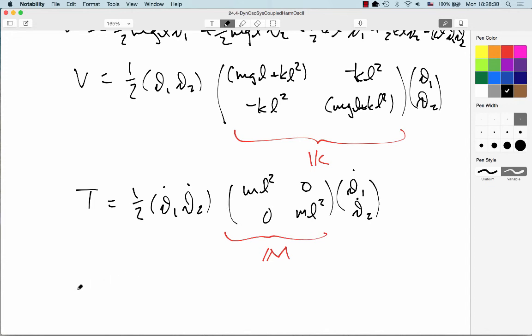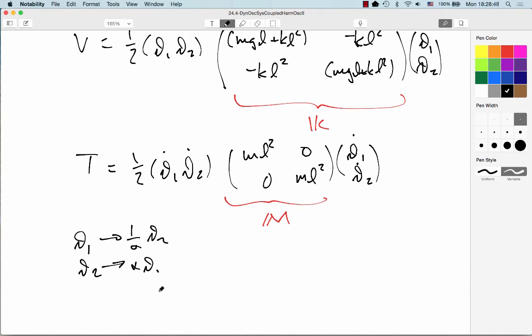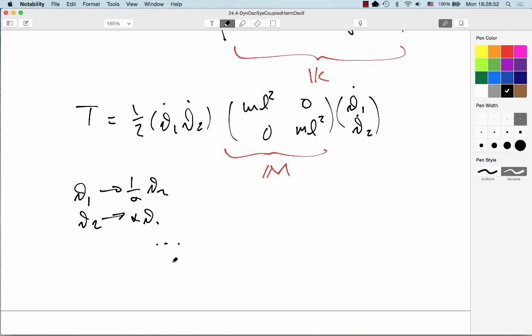So again, you could observe that you could have your theta 1 go to 1 over alpha theta 2, and your theta 2 go to alpha theta 1, just like before. And so you go ahead and do everything we just did before, and you'll get k11 equals alpha squared k12, and you will conclude that alpha equals 1 will do the job.